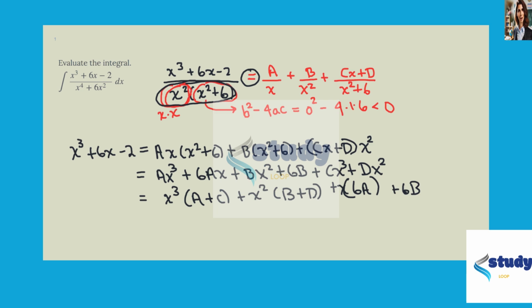So we'll have 4 equations here. We see that a plus c must equal 1, because those are the coefficients in front of the x cubed terms. On the left, there's no x squared term, which means that b plus d must be 0. In front of the x on the left, we see a 6, so on the right, 6a must equal 6. And finally, the constant term on the left is minus 2. On the right, it's 6b. Those must be equal. Let's write and solve this 4x4 system on the next page.